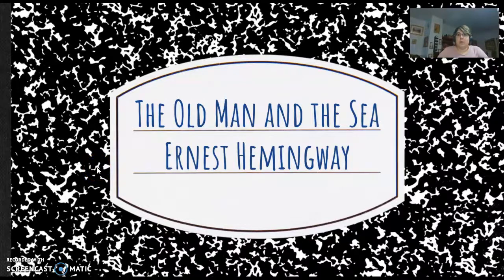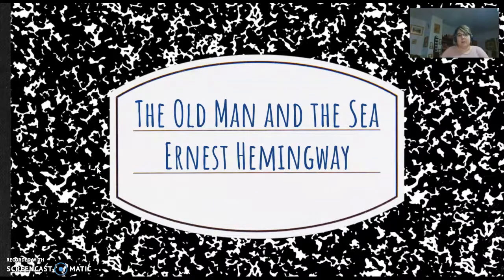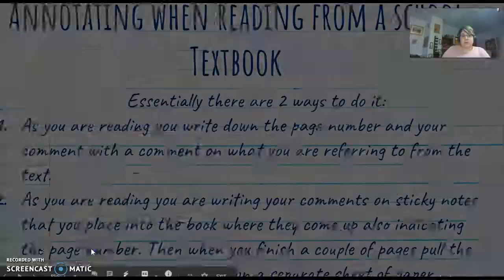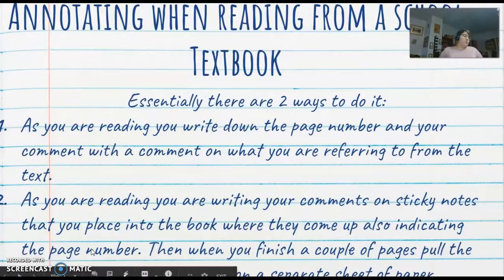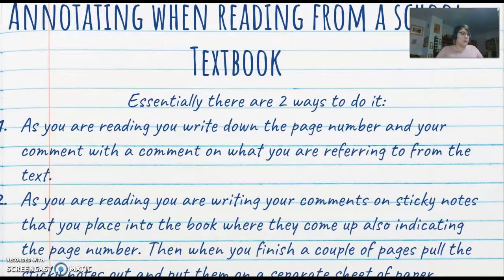All right, guys, so we are doing The Old Man and the Sea by Ernest Hemingway. This is considered a novella. A novella is a small version of a novel. So we are now reading from a school textbook. You do not have printed copies. So how are we going to do this?